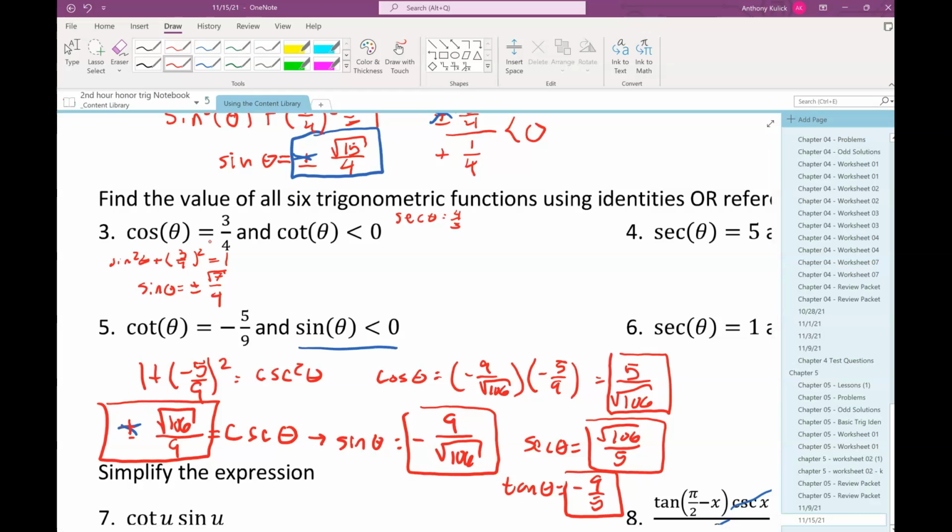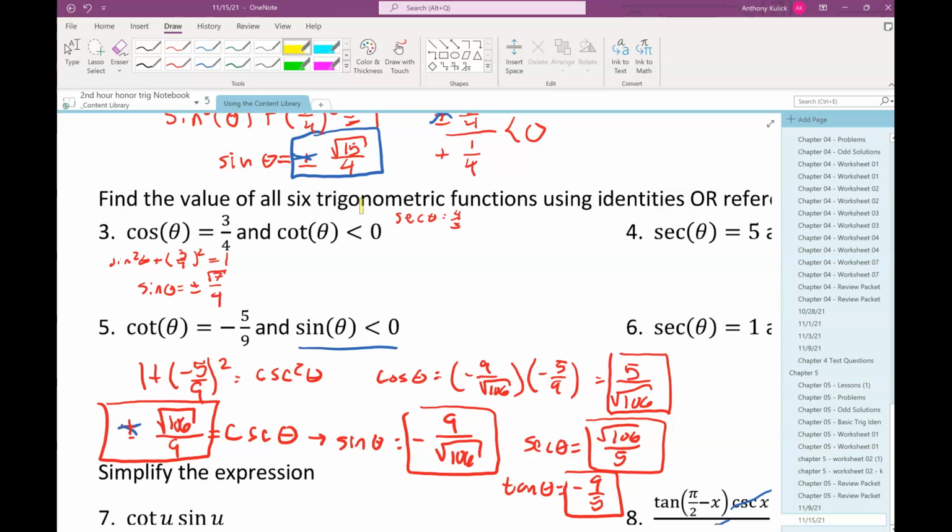Okay with that? Now I can tell which one is positive and negative. I know that cotangent is cosine over sine. And if cosine is positive and cotangent is negative, what does that say about sine? It also has to be negative.